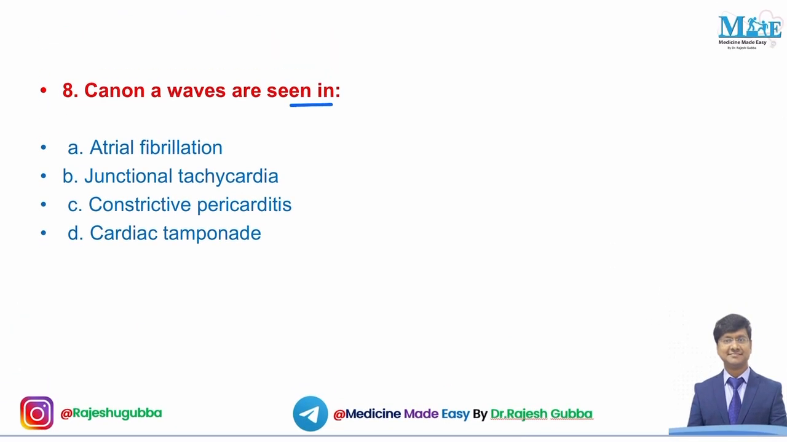Cannon A waves are seen in, okay, it's a repeat question again: atrial fibrillation, junctional tachycardia, constrictive pericarditis, cardiac tamponade. So the cannon A waves, they are seen in patients with the junctional tachycardia, and you will have regular cannon A wave in case of junctional tachycardia. So atrial fibrillation, the A waves, they are absent, right? A waves are absent.